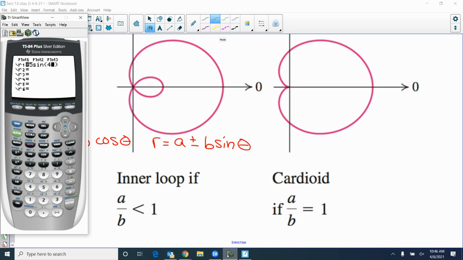So if I make that a 4, so you can do that.